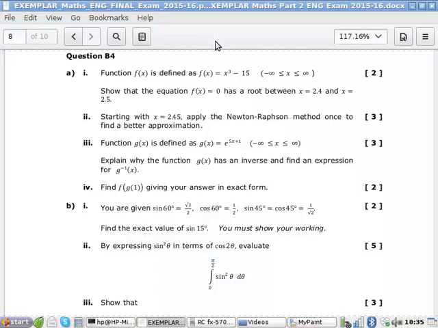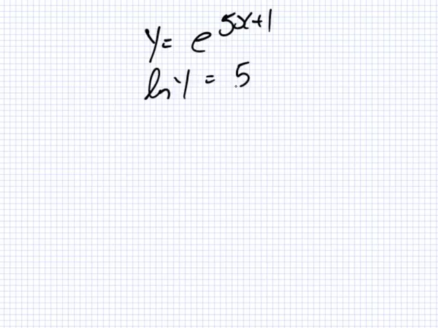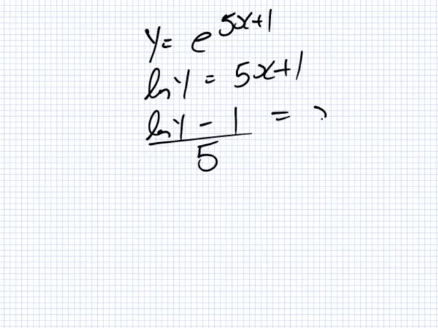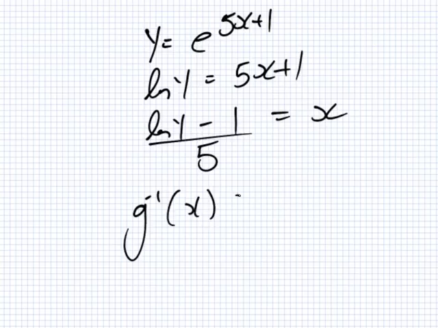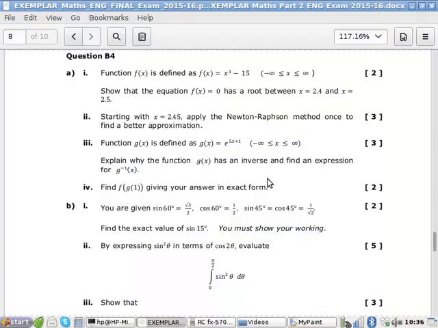So we have y equals e to the power 5x plus 1. So that means log y equals 5x plus 1. So log y minus 1 equals 5x. So the inverse function is (log x minus 1) over 5. Easy peasy.